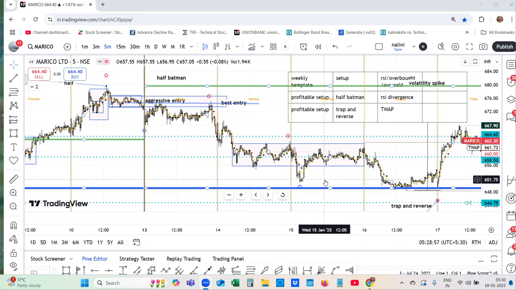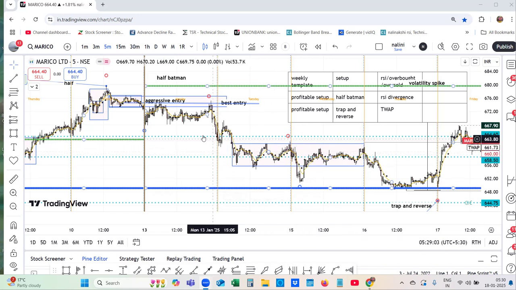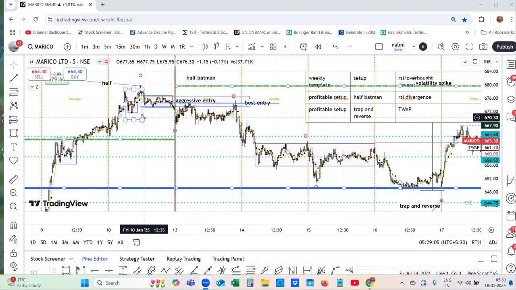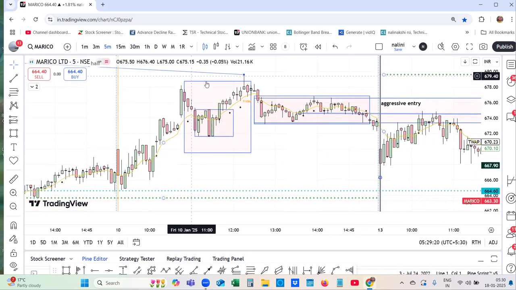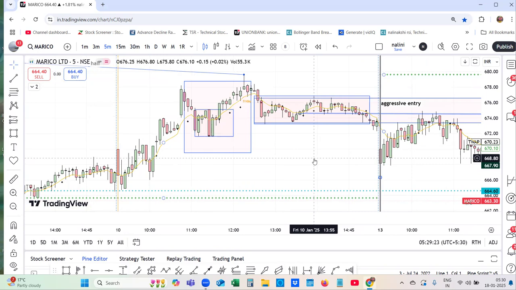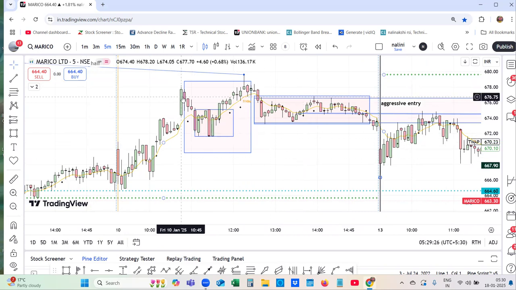So I wanted to show you, I had discussed the Marico stock, identified the Batman pattern, Off-Batman pattern over here. This was on 10th January, Friday. You can ask me what is the Batman pattern. They resemble the M pattern or double top pattern, but the difference is there will be volatility spikes in the market. You can see over here, it was a spike in the market on the 10th of January.